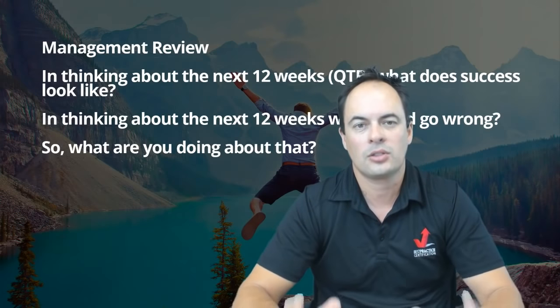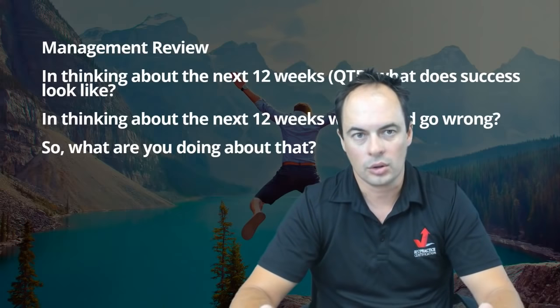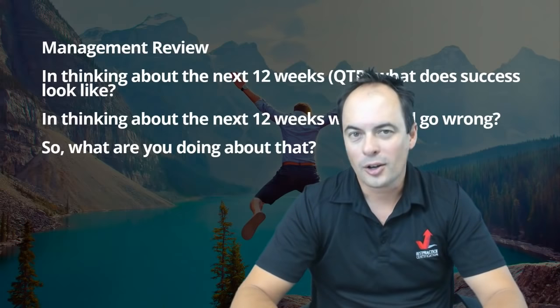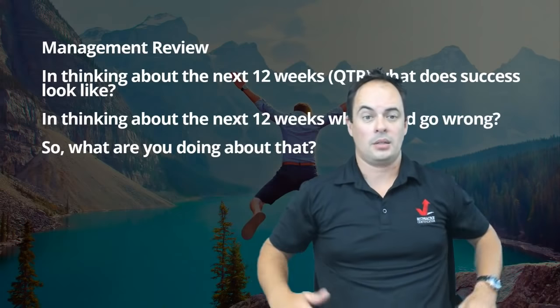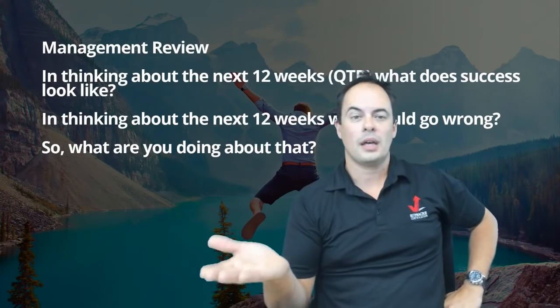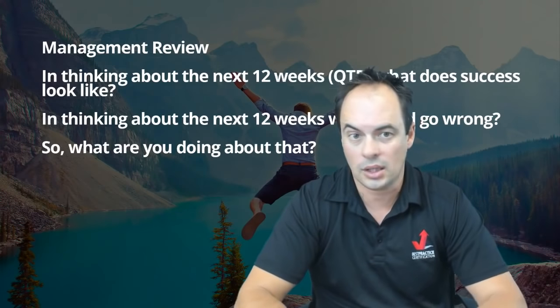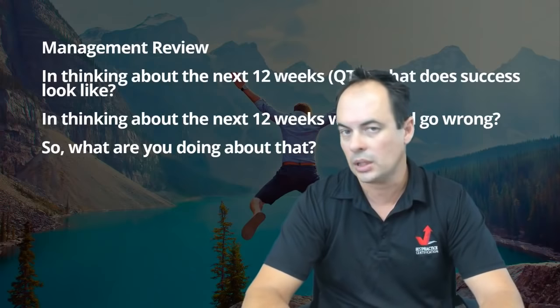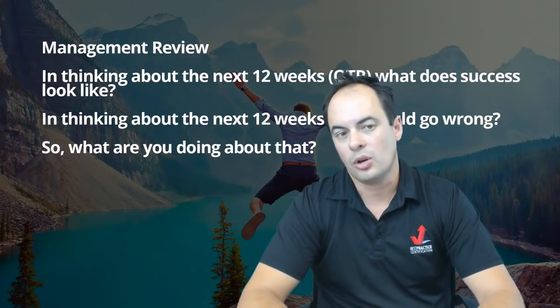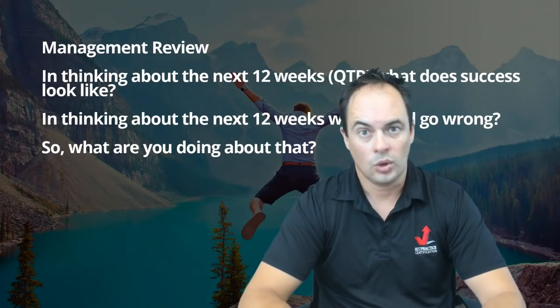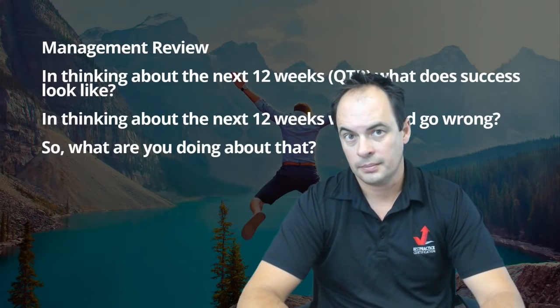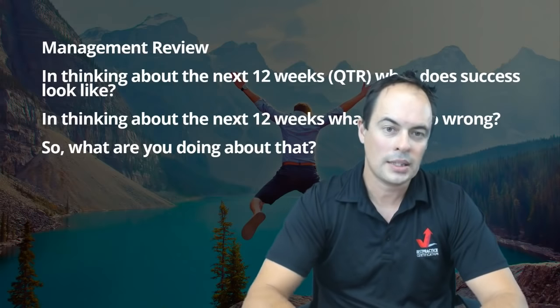And in thinking about the next 12 weeks, what could go wrong? And then the final question is, now you're thinking about that stuff, what is it that you think success looks like? What are the goals for you? What are the targets for you? What are the objectives for you? And what could go wrong? So, what are you doing about that? And that's management review, and that's where we start.